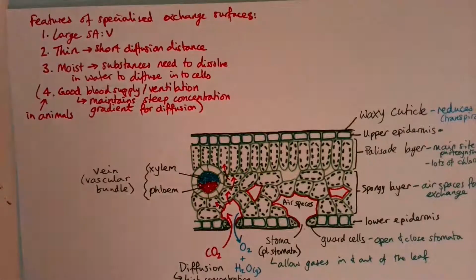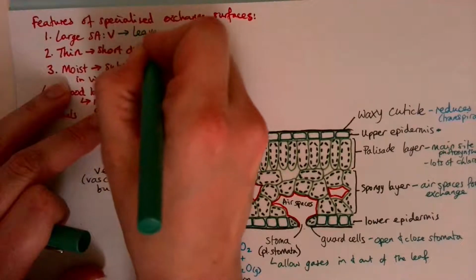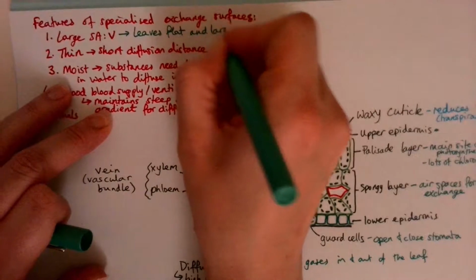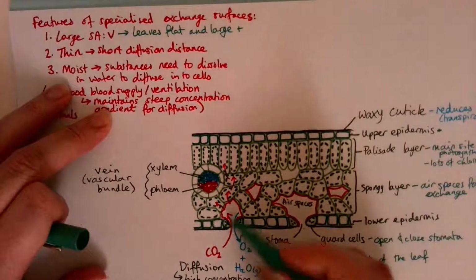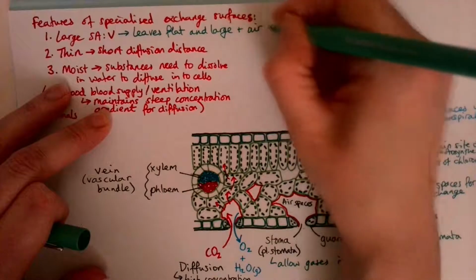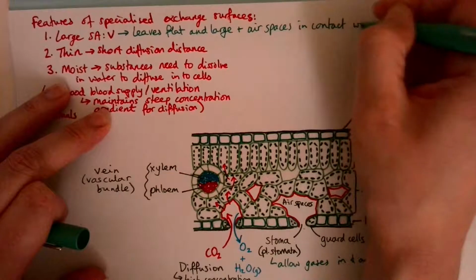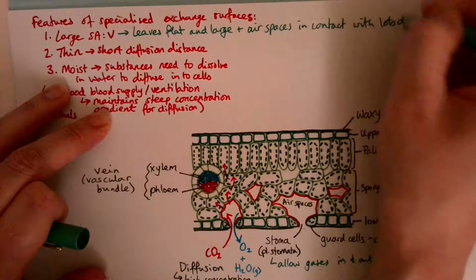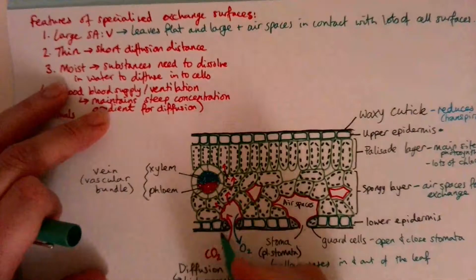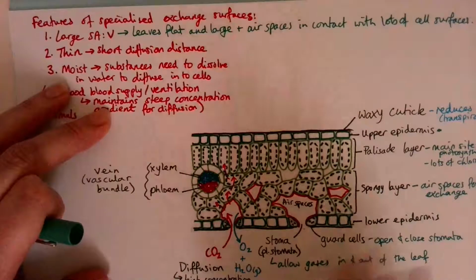So for the plant, the large surface area is achieved by both leaves being flat and large, but also by having these air spaces in contact with lots of cell surfaces. And this essentially is the equivalent to having a folded surface like we see in the small intestine, for example.